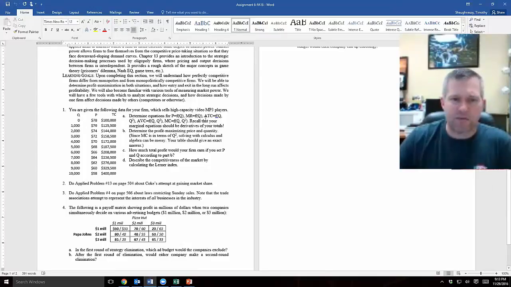I don't actually ask you for a total cost equation as a function of Q, although you could do that if you wanted to. But then I go into asking about, first of all, marginal revenue. How am I going to figure out marginal revenue? Because I don't have a column of marginal revenue here. I don't have a column of average total cost, average variable cost, marginal cost, or anything like that.